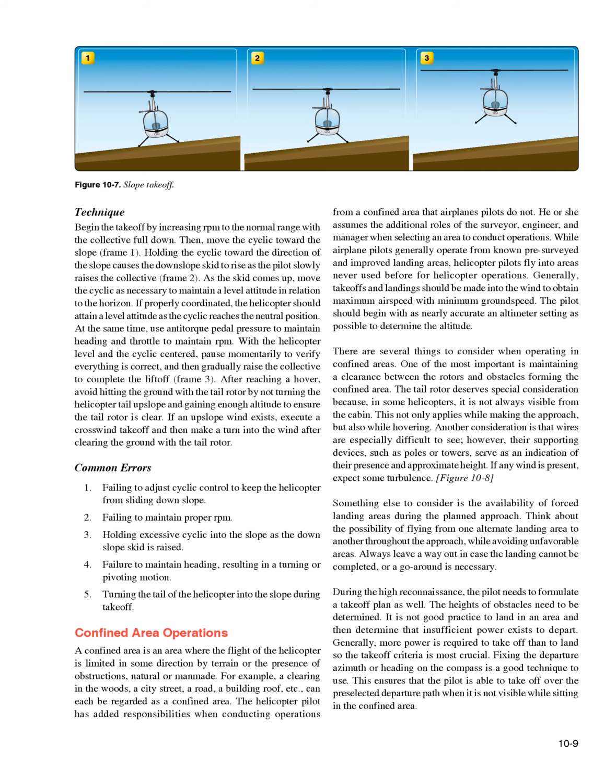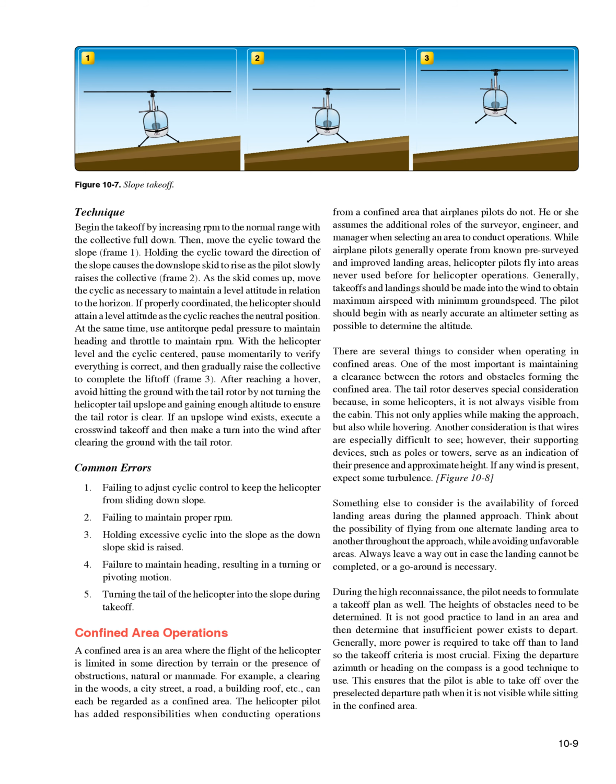Common errors: 1. Failing to adjust cyclic control to keep the helicopter from sliding down slope. 2. Failing to maintain proper RPM. 3. Holding excessive cyclic into the slope as the downslope skid is raised. 4. Failure to maintain heading, resulting in a turning or pivoting motion. 5. Turning the tail of the helicopter into the slope during takeoff.